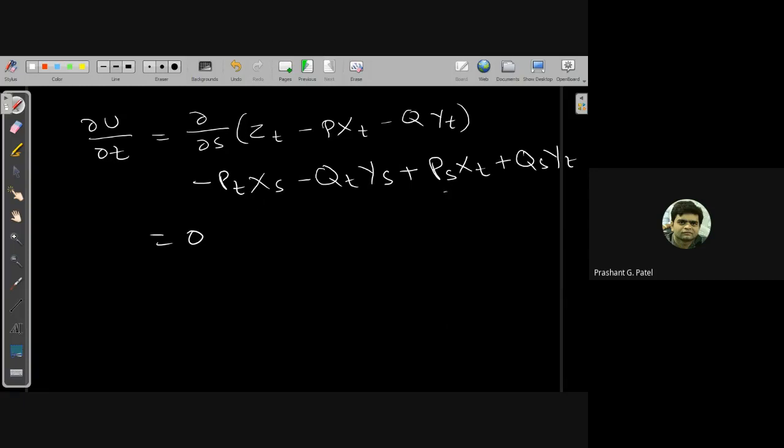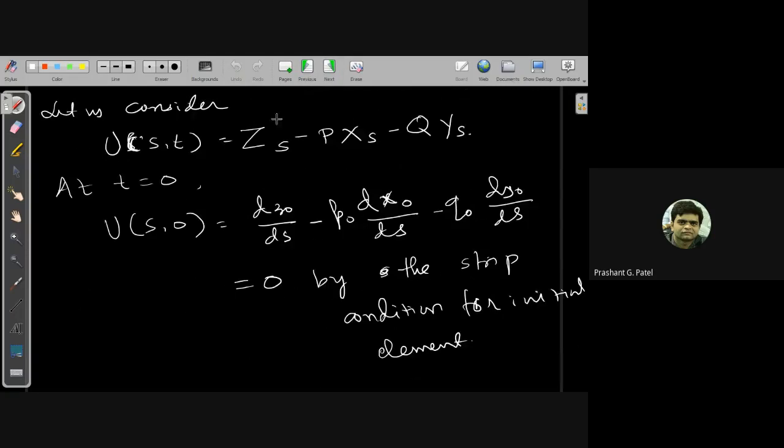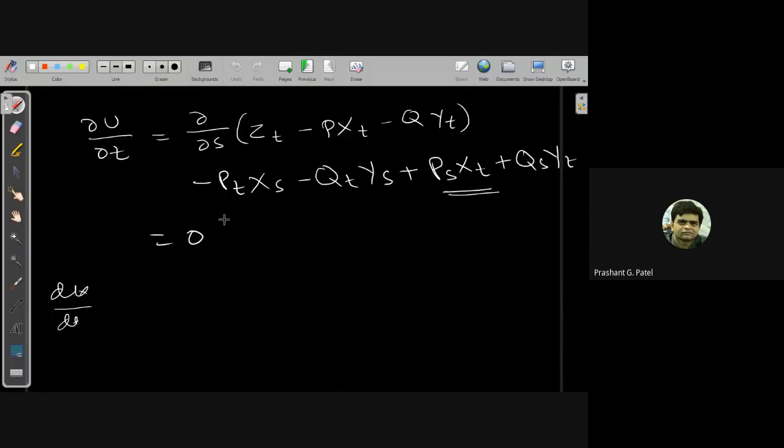And this ψ xt, xt is dx by dt, and the value of dx by dt we know from this sixth equation: dx by dt is Fp. So this value is Fp ps, and this value is Fq qs.